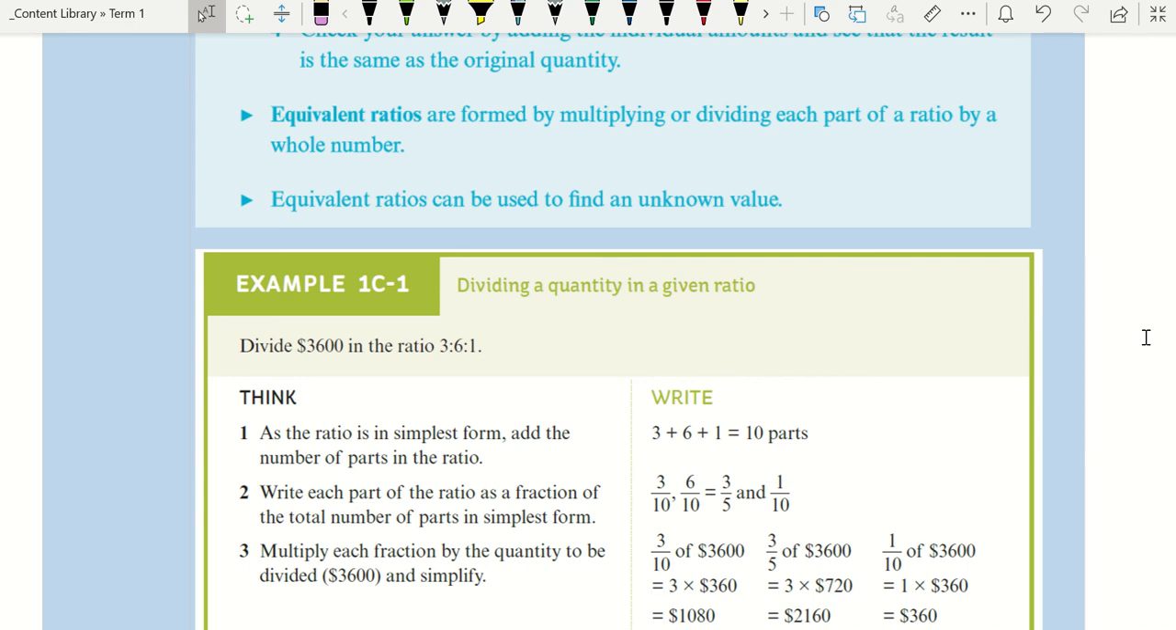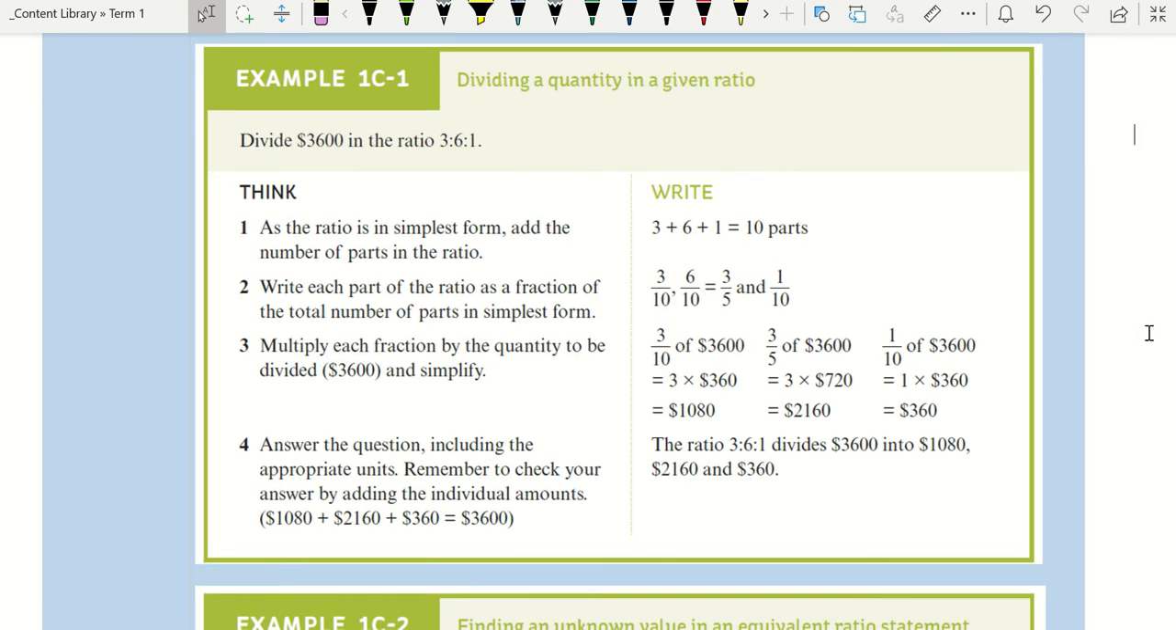First example I want you to consider is dividing a quantity in a given ratio. So let's divide 3,600 in the ratio of 3 is to 6 is to 1. What you can see straight away is that there are a total of 10 parts. One person gets 3 bits, another person gets 6 bits, and another person gets 1 bit. So that's a total of 10 parts.